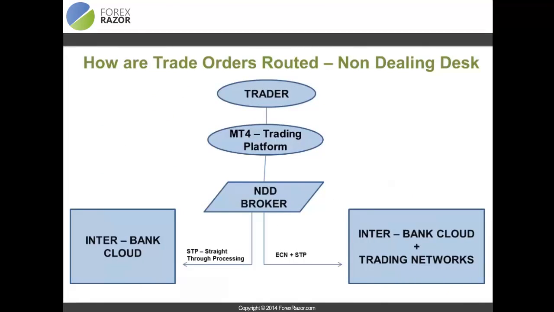Next, we discuss how an NDT broker routes the trades placed by their clients on their trading platforms. An NDT broker transmits the orders placed by the client to his liquidity providers, that is the banks which provide the price feed to the broker, via an automated STP system. The banks, who are the market makers, provide the broker with the best available bid and ask price.